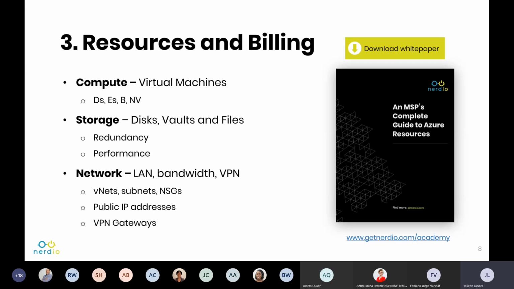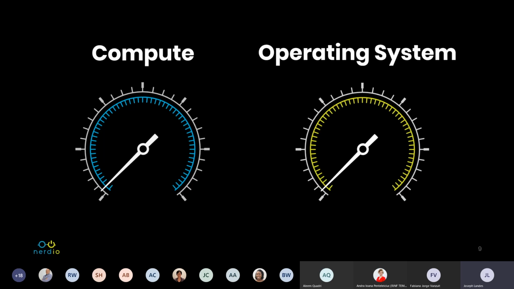There are many families, there are many types of virtual machines. The D series, the E series, the B series, the NV series. What do all those mean? And when should you as an MSP use one versus the other? Our paper will help walk you through that, but it's important as an MSP to understand the types of compute, the types of storage, and how to do networking. And we lay this all out for you in the white paper that we've written as well.